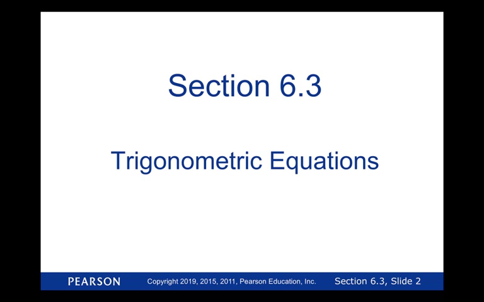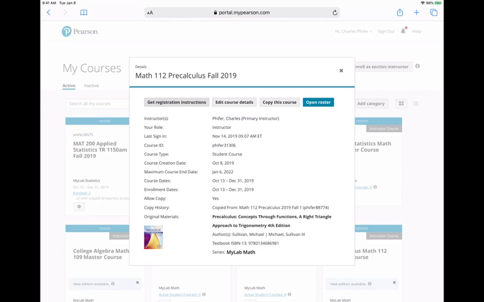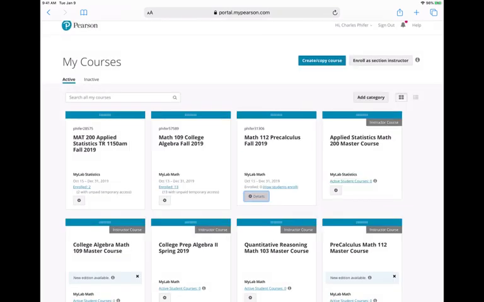Let's actually do a quick demo on Pearson. I just want you to get a sense of it. Okay, so if we log into Pearson, I'm going to pull up the homework for section 6.3.